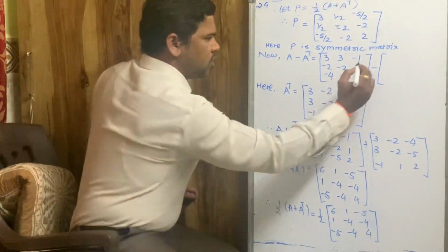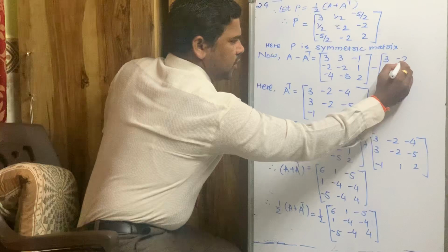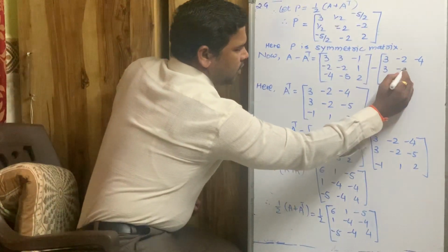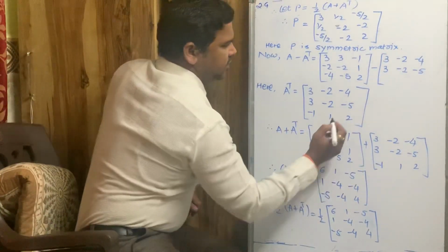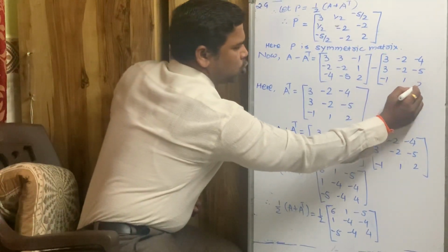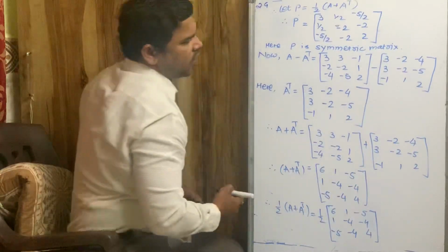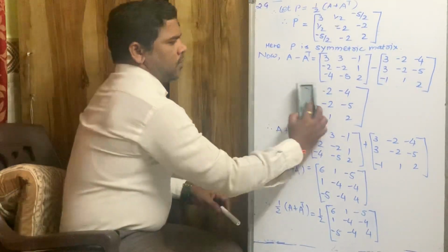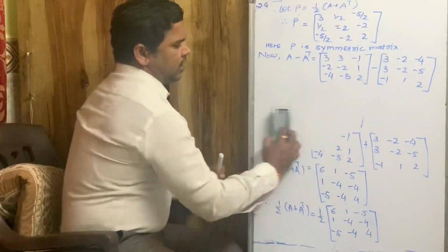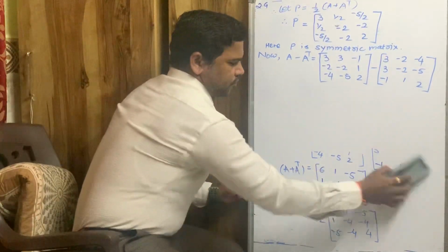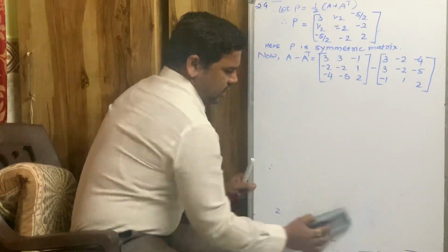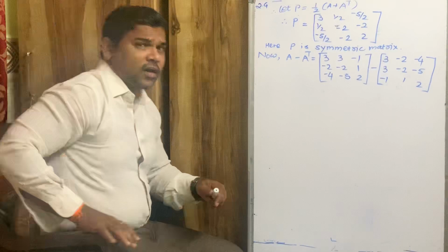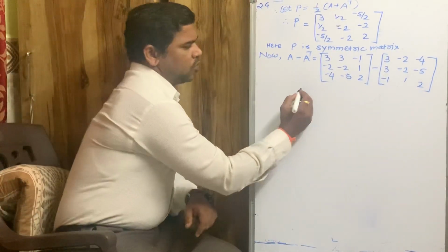A transpose: first row 3, minus 2, minus 4; second row 3, minus 2, minus 5; and third row minus 1, 1, 2. Okay, so A minus A transpose. Now just make the subtraction very easily and get the answer quickly. You just have to do the subtraction, A minus A transpose, a very simple subtraction. So what will you get?